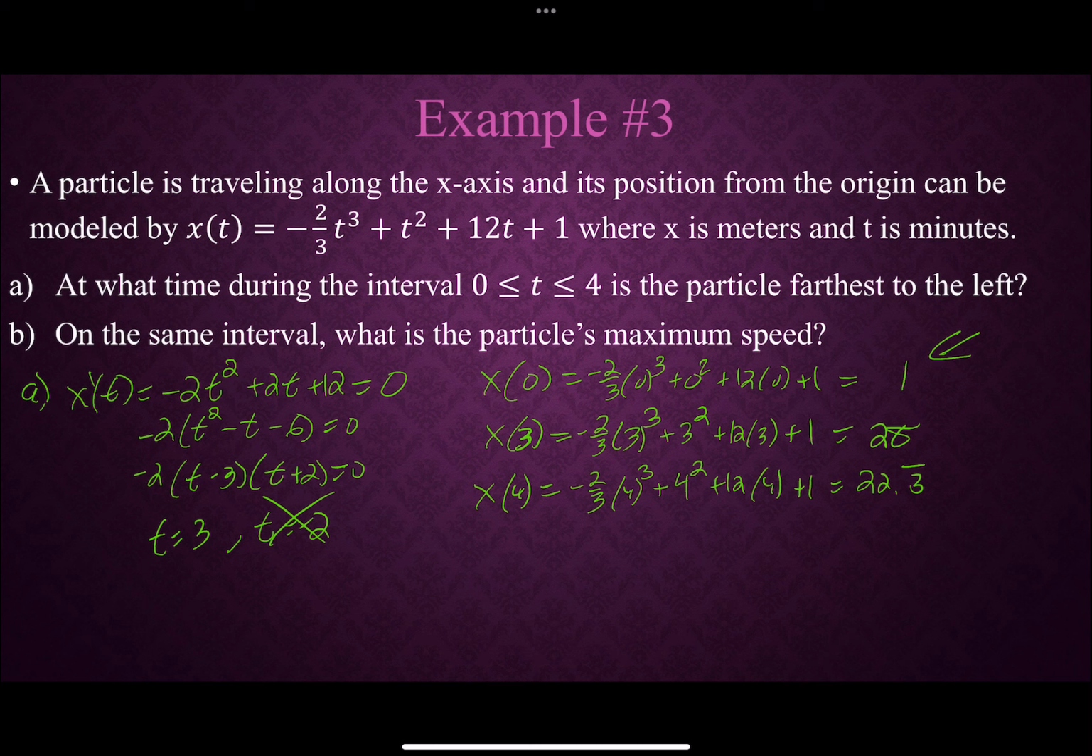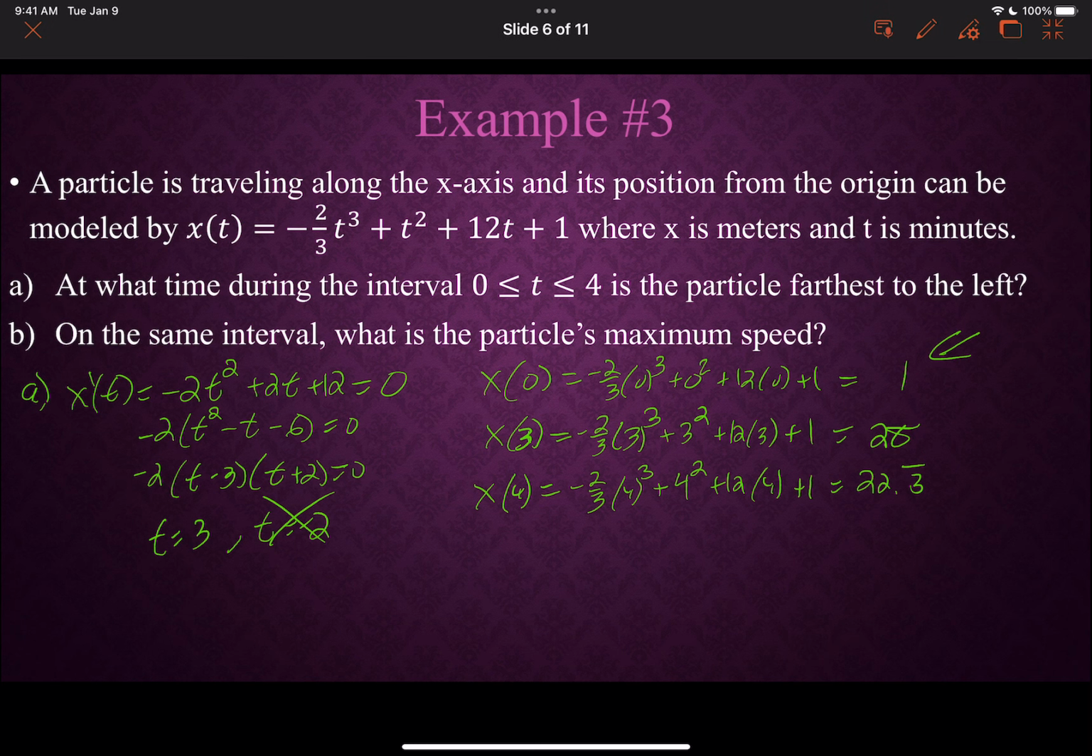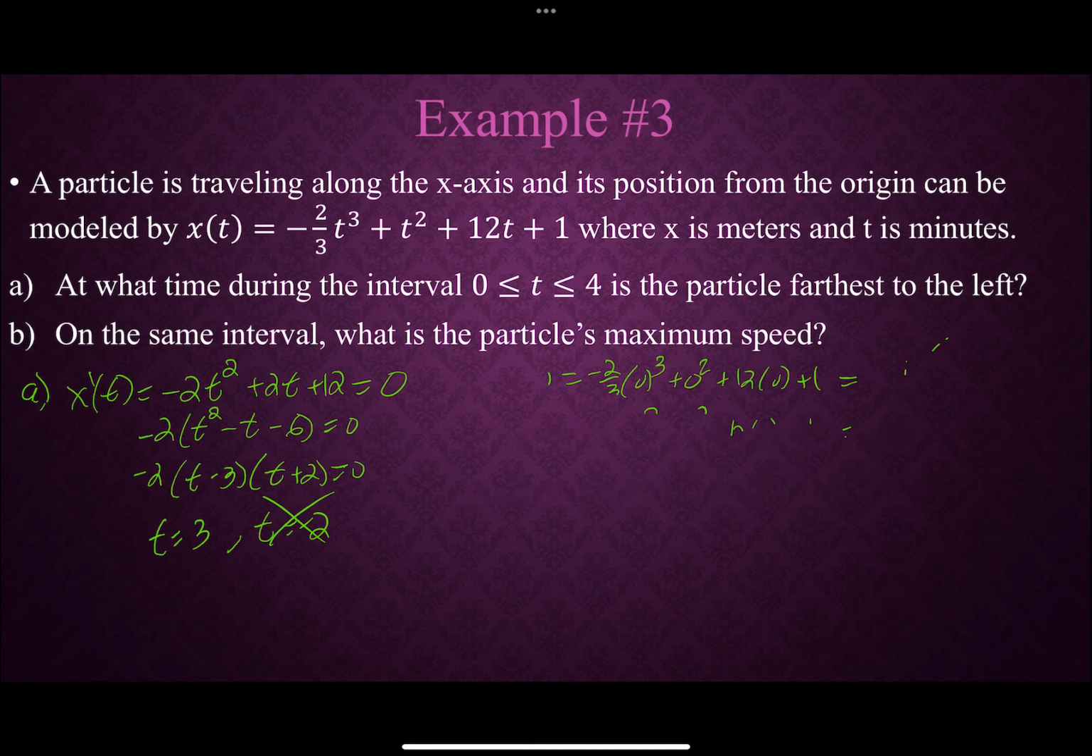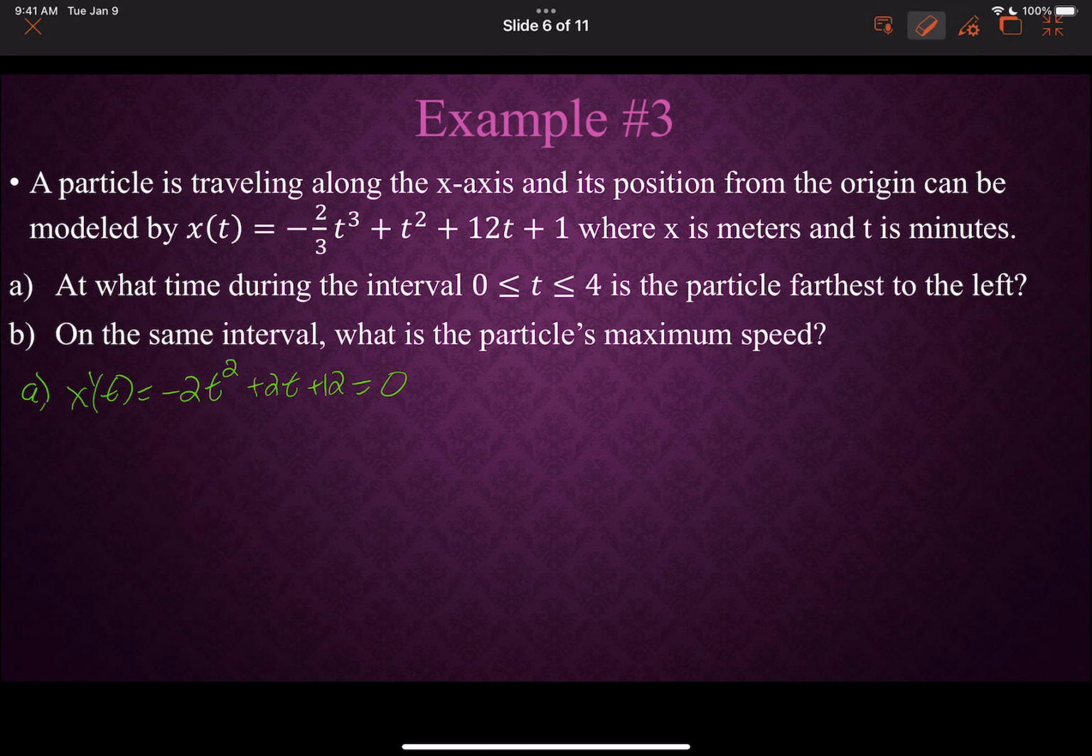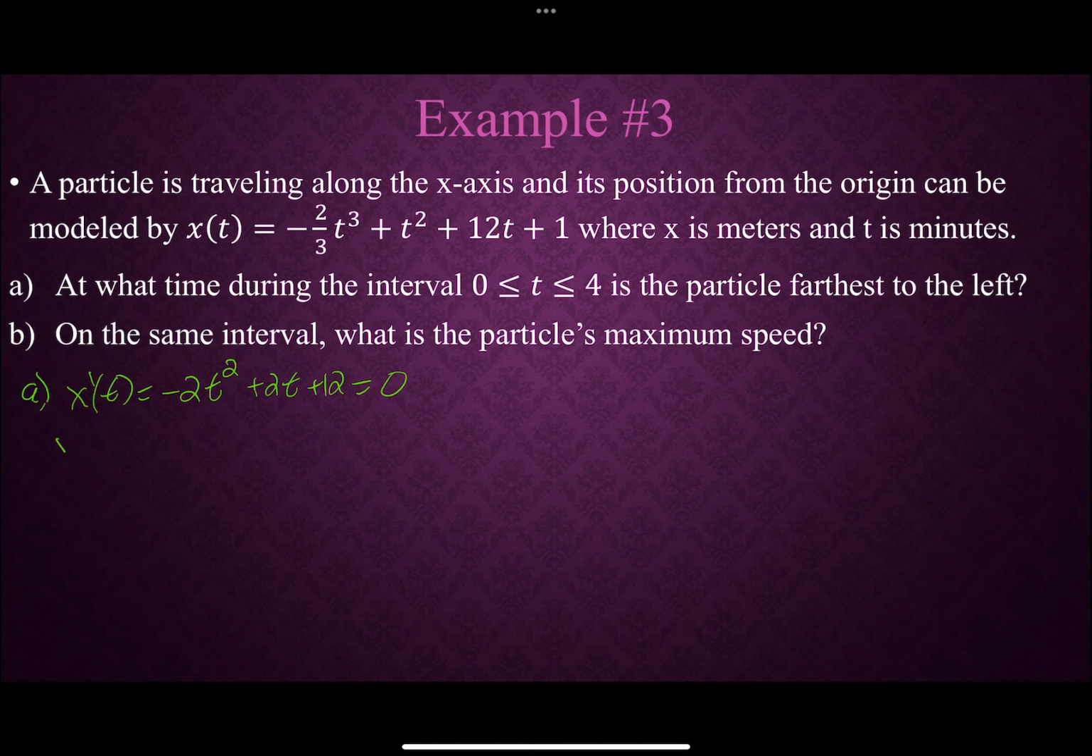So I'm going to erase the work I did to find the farthest to the left, and we're going to do the same kind of analysis using acceleration. Because to find the maximum speed, we need the critical point of velocity, which means we need the second derivative, the acceleration function. So x double prime of t would be -4t plus 2. We set that equal to 0, and we get t equals 1/2.